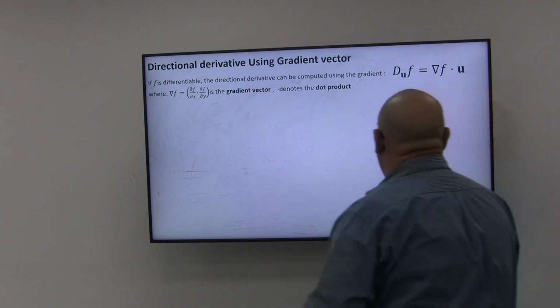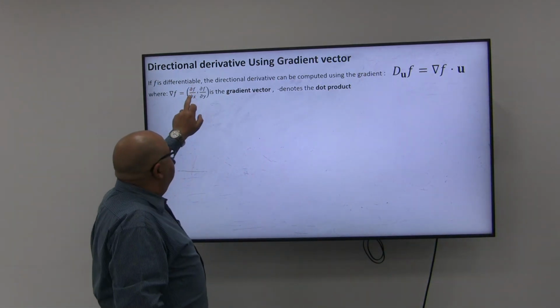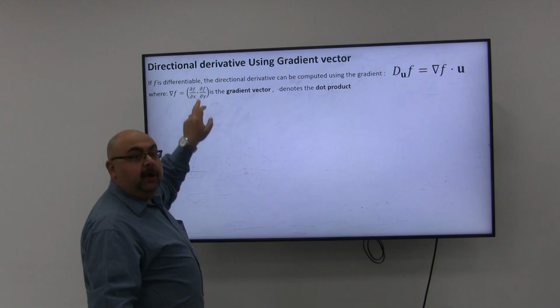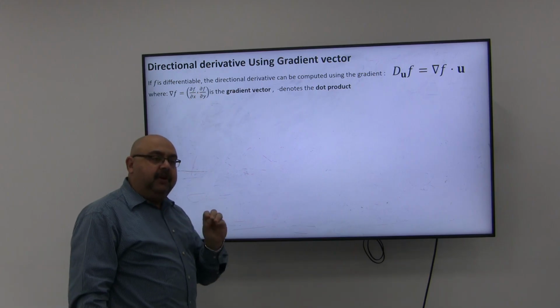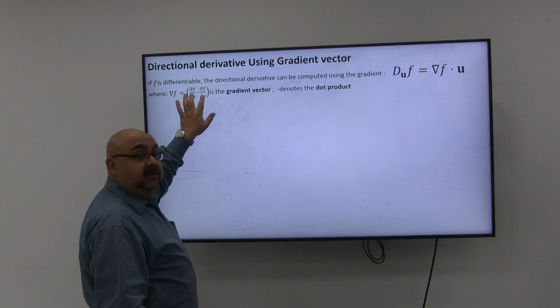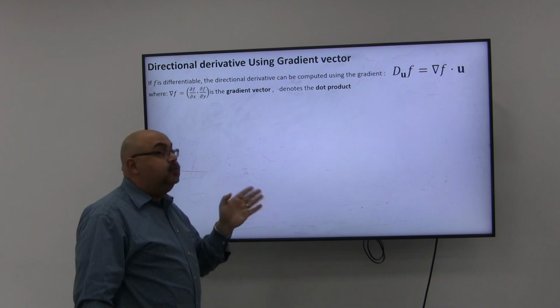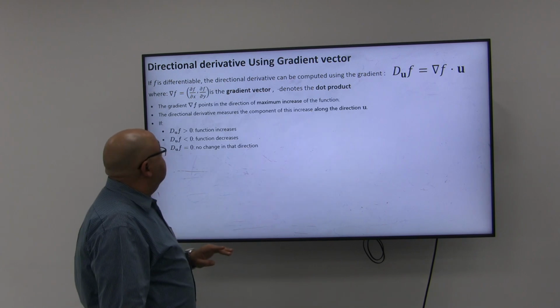Of course, you know that the gradient vector of f is simply partial f, partial x, partial f, partial y, which means you will differentiate the function with respect to its variables. Of course, I will substitute in the gradient vector the point at which I'm evaluating the directional derivative, as we did in the previous session.